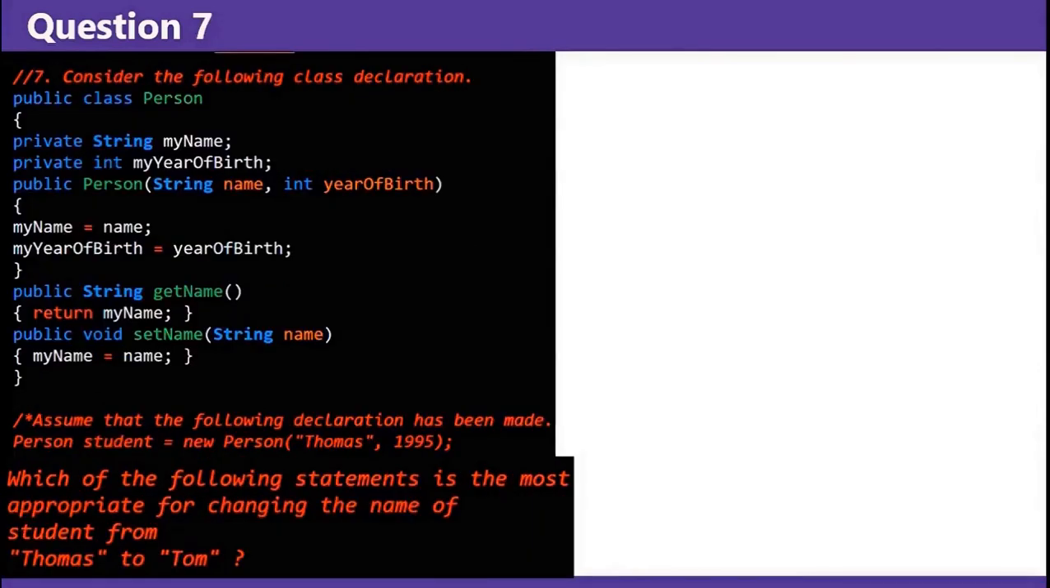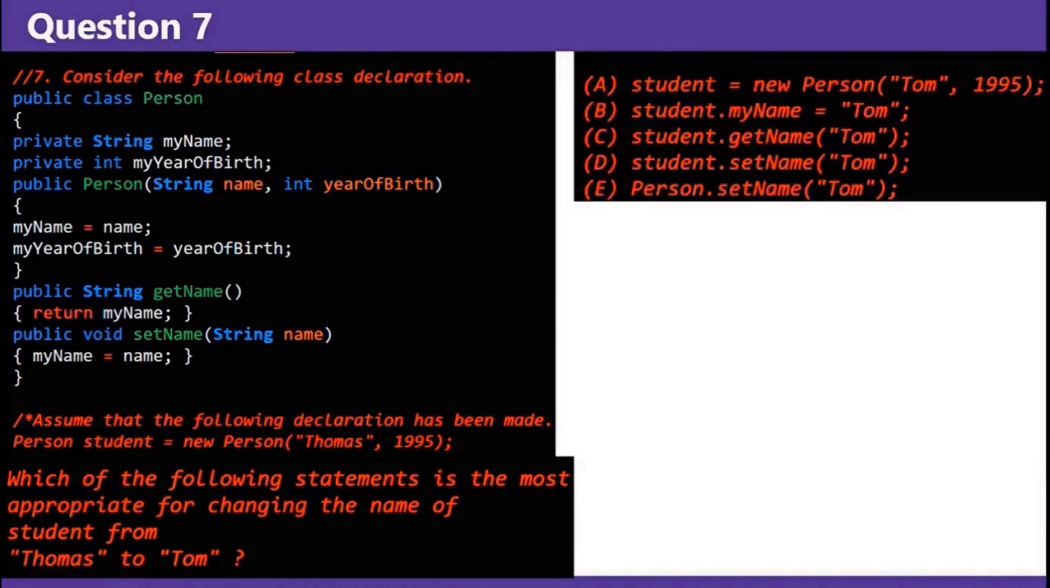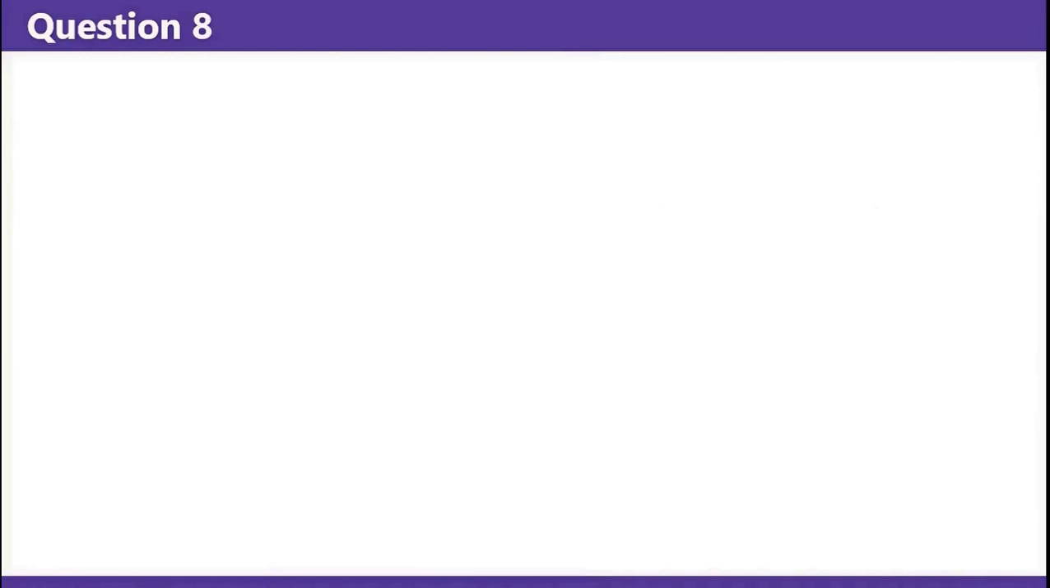For question 7, a whole Person class is declared. Assume a declaration has been made where a student variable equals new Person with a name of Thomas and a birth year of 1995. Which statement is the most appropriate to change the student's name to Tom? A is making the original person variable no longer exist. B is wrong because myName is private. C is wrong because that won't change the name. Finally, E is wrong because setName is not a static method. So D is your answer.